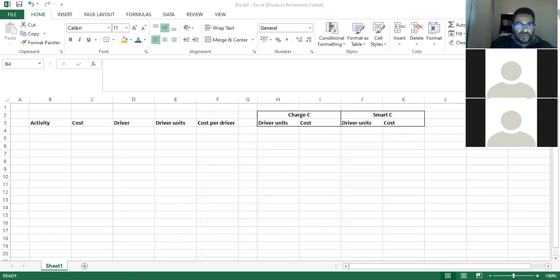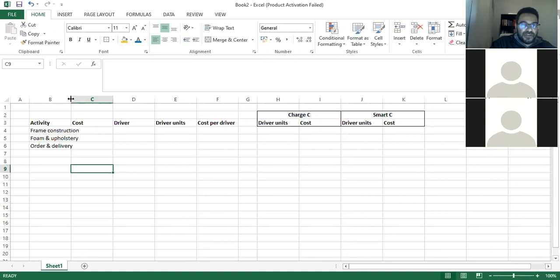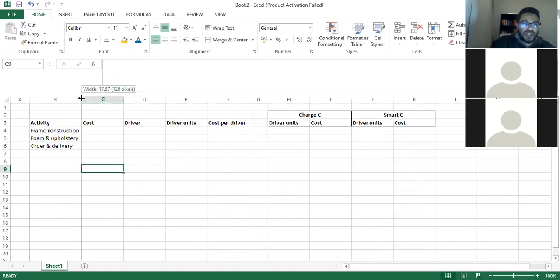Can someone just help me with that? So frame construction, foam and upholstery, what was the other one? Order and delivery. Okay, given to you. In most cases, it's going to be given to you. CTA 1 definitely given. CTA 2, I can't promise.